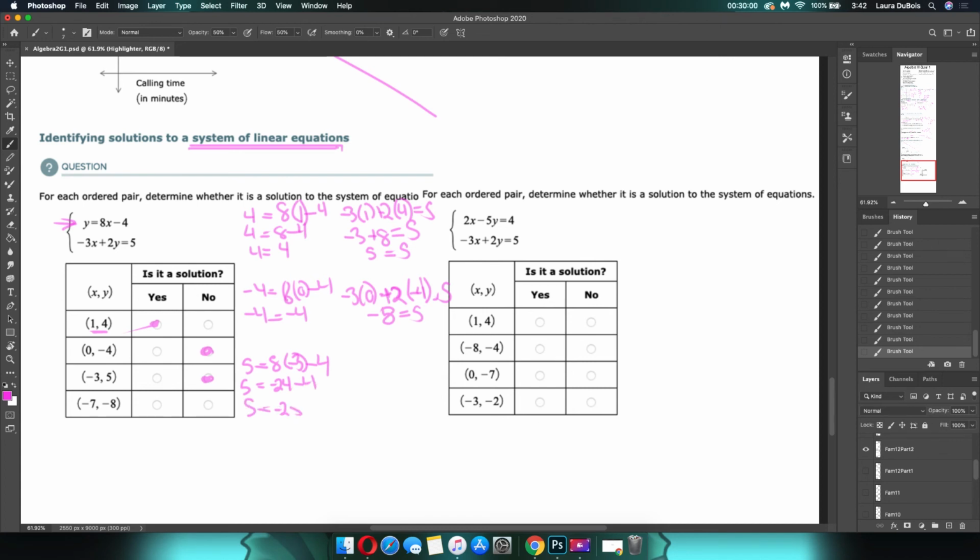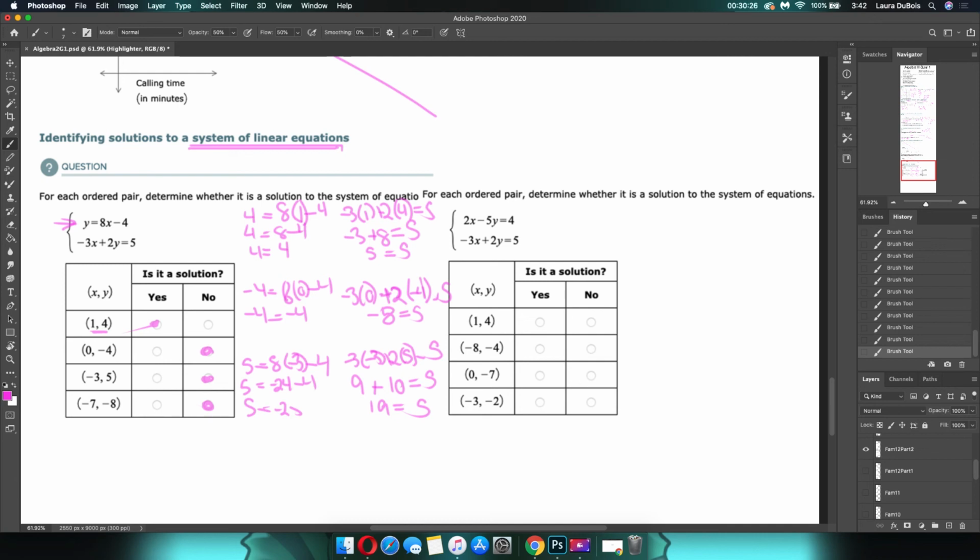Next up, does negative 3 times negative 3 plus 2 times 5 equal 5? Let's find out. Negative times a negative is a positive, so that's going to be 9. And then plus 2 times 5, which is going to be 10. Does that equal 5? 19 does not equal 5, so that is a no. And that's what they're looking for you to do for this last series of topics.